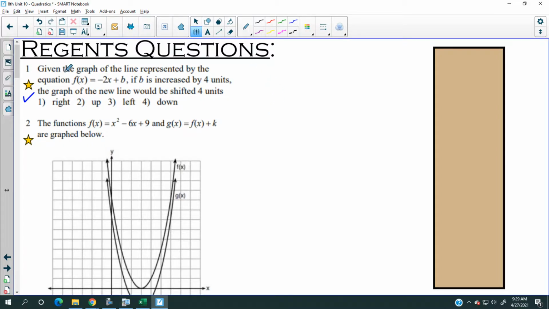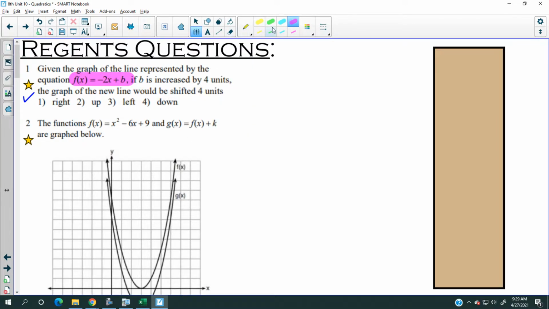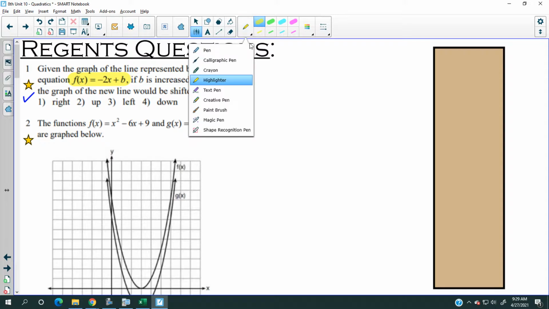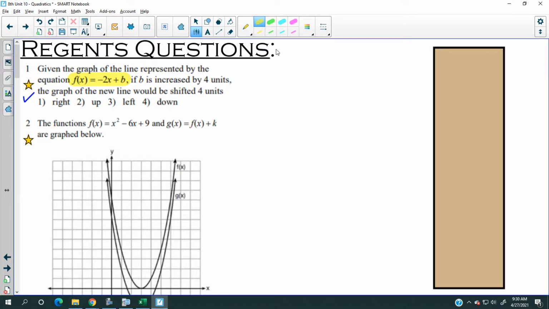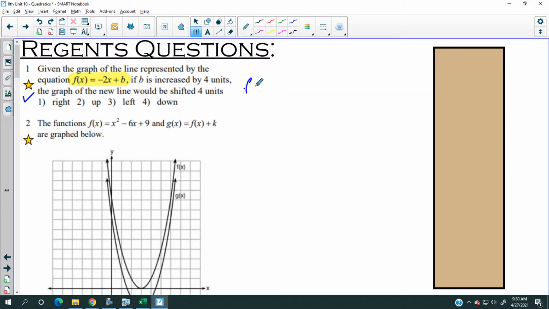So number 1, it says, given the graph of a line represented by this equation, so let me highlight that. That's the equation. I'm going to switch the color, it's too bright. If B is increased by 4 units, so let me rewrite that. F of x is negative 2x plus 4, so we're adding 4 to it. The new line would be shifted 4 units. What do you think when you add a number like that down here in the back? Yeah, it shifts up. Okay, moving on.